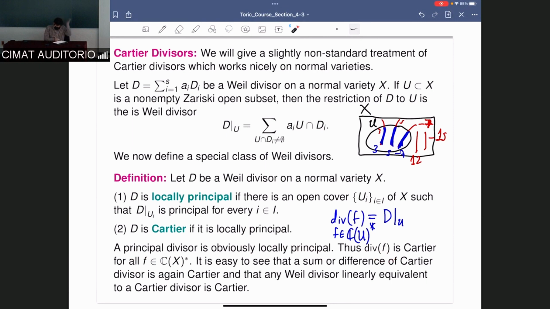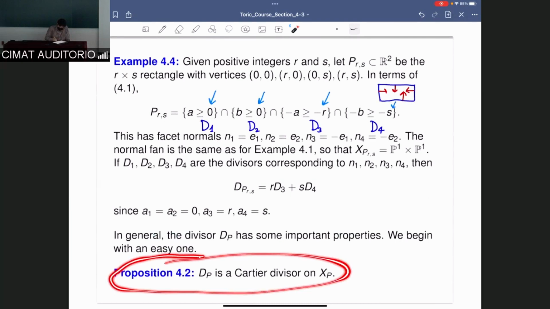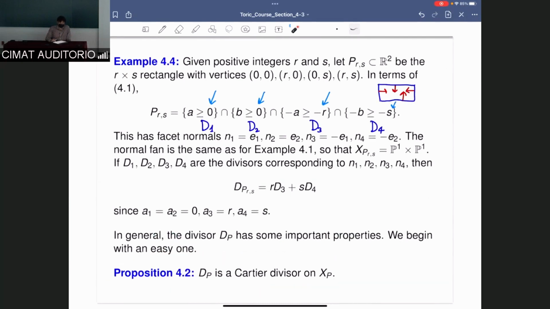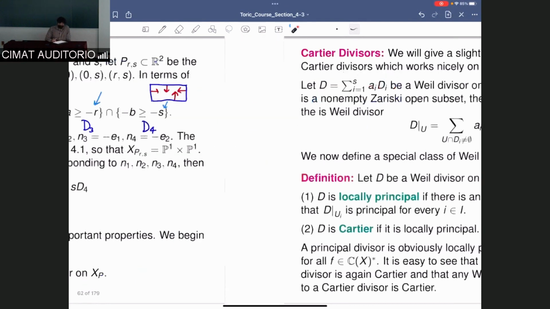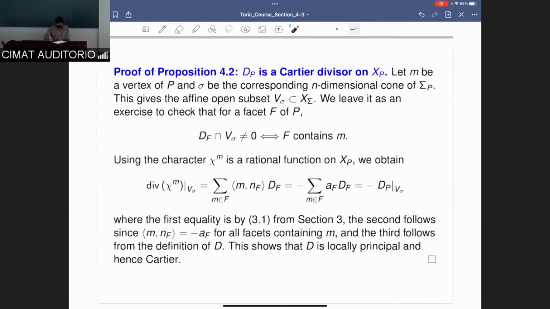So div f's are Cartier for all of these. One can see that the sum or difference of Cartier divisors is again Cartier, and that any Weil divisor that is linearly equivalent to a Cartier divisor is Cartier. Yes, because you would have a Weil divisor minus a Cartier equals a div that is also Cartier, so this one is okay and this one is okay, and you pass to the other side, this Weil divisor would be the sum of two Cartier ones, so it's Cartier. Very good. So then the claim over here was that the divisor that you get out of the polytope is locally principal. I'll keep it over there in the notes.